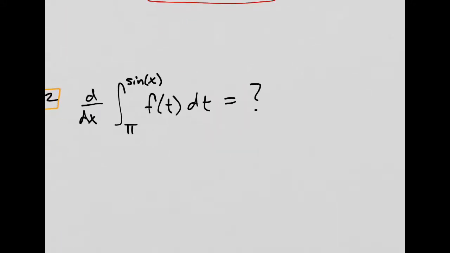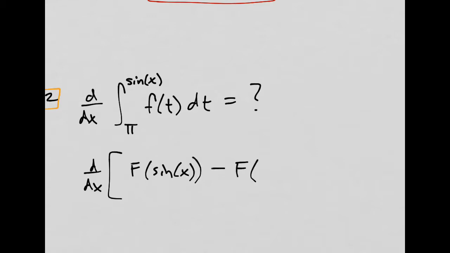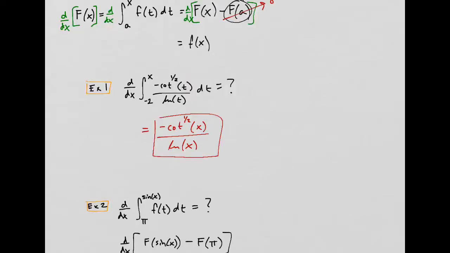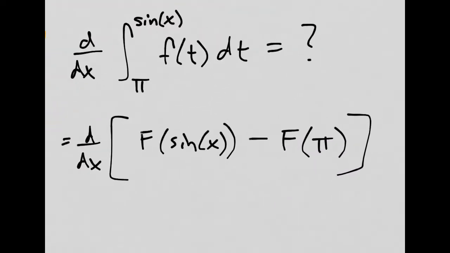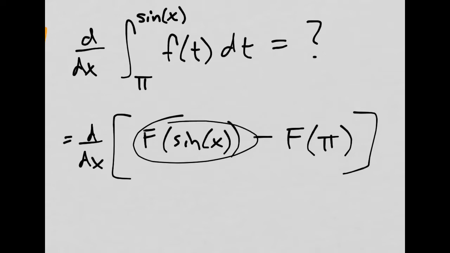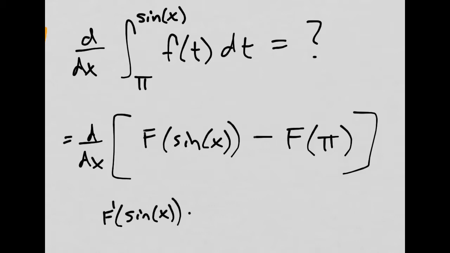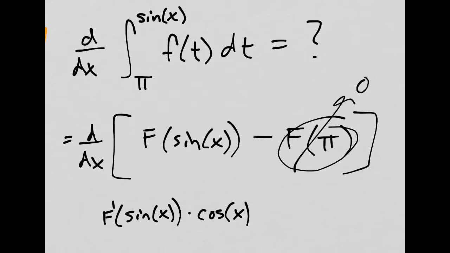So I would get the derivative, dx, and I'm going to use that other part of the fundamental theorem of calculus that says you get the antiderivative of f, you plug in sine of x, and then you subtract the antiderivative of f with the pi in there. I'm doing the same thing that I did here, where I'm taking the derivative. I just evaluated that using the other part of the fundamental theorem. I have to use the chain rule right here. So that would be f prime, the derivative with the inside the same, and then times the derivative of the inside, which is cosine of x. And then this also would go to 0 because it's the derivative of a constant.